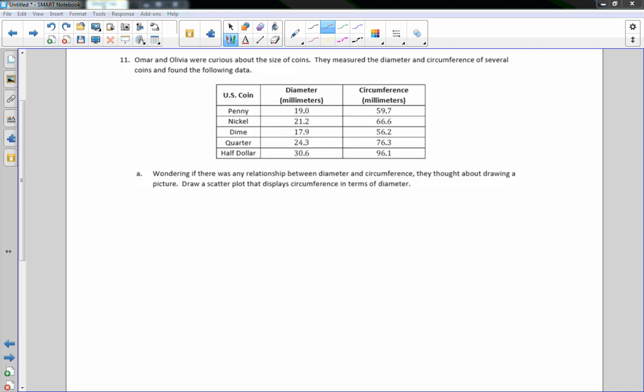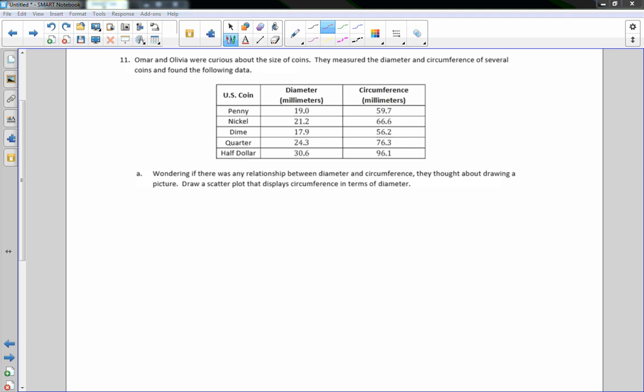Okay, number 11. Omar and Olivia were curious about the size of coins. They measured the diameter and circumference of each of several coins and found the following data. Okay, for starters, they wasted their time because if you measure the diameter, you can calculate the circumference by saying circumference equals pi d. So all they had to do is measure the diameter, multiply it by pi, and they'd get the circumference.